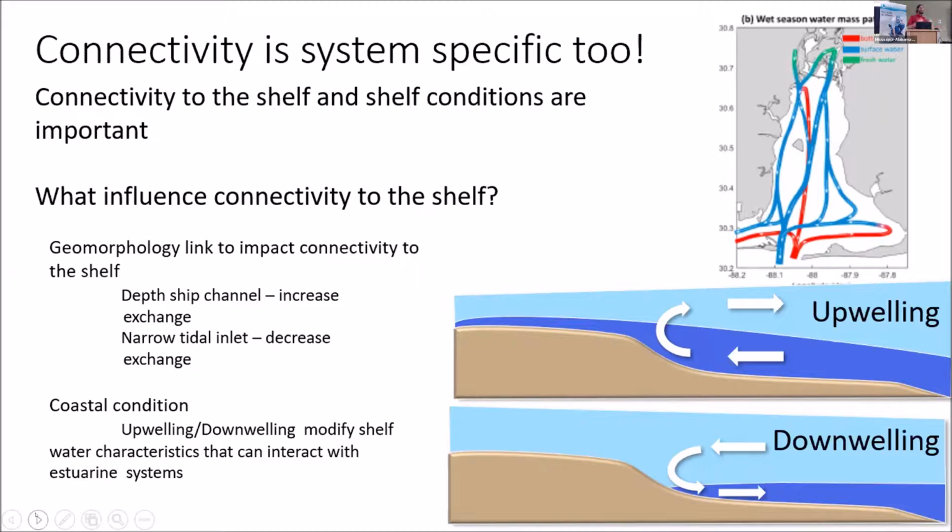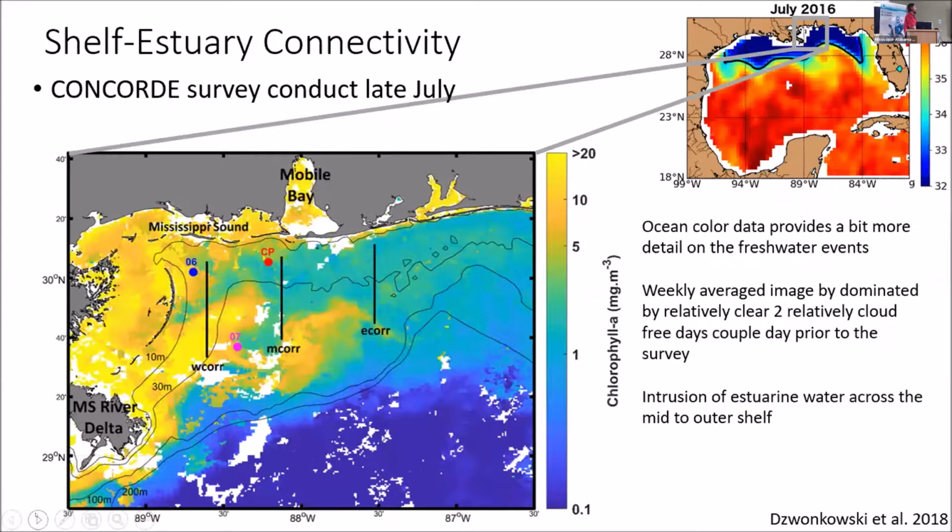Both circulation in a system and its connection to the shelf are going to depend on the system characteristics. And depending on what kind of system you're in, there can be quite a bit of variability there. So looking at the Mississippi Bight back in 2016, this is a case example of how the shelf conditions could be influencing water quality in a place like Mobile Bay.